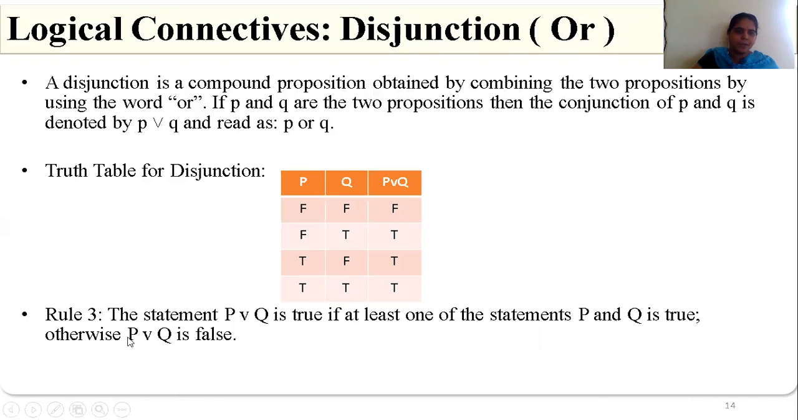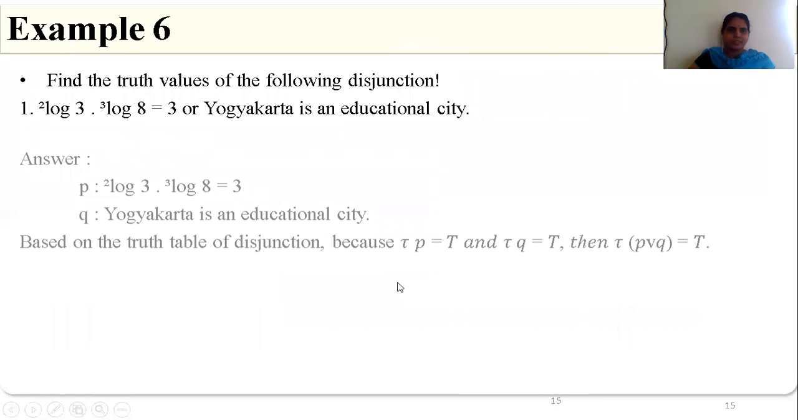This is a truth table, and here we have a rule for disjunction: P or Q is true if at least one of the statements P and Q is true, otherwise P or Q is false. That means here you can observe, in this case both are false, the result is false. In this case Q is true but P is false, but the result is true. Similarly, P is true, Q is false, but the result is true. P is true, Q is true, so the result is true here.